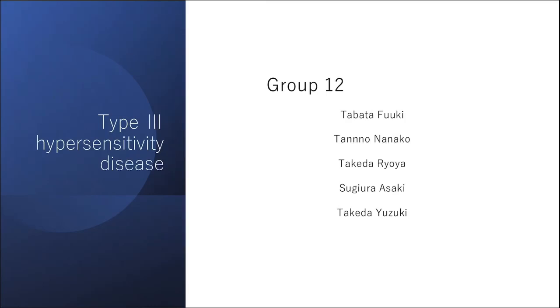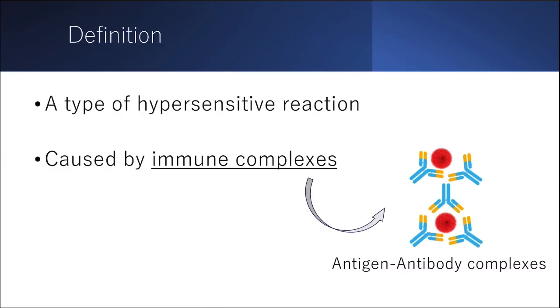In this video, I'd like to talk about type 3 hypersensitivity disease. Type 3 hypersensitivity disease is a type of hypersensitive reaction classified into 4 categories, characterized by tissue damage caused by immune complexes, which are formed through the binding of soluble antigens to IgG or IgM antibodies.